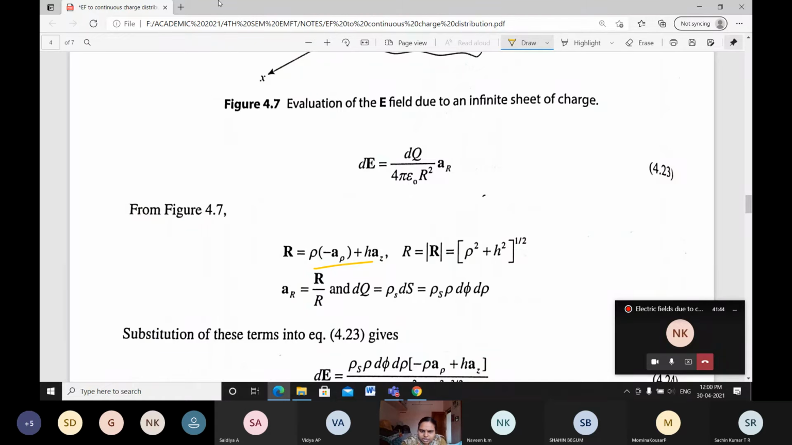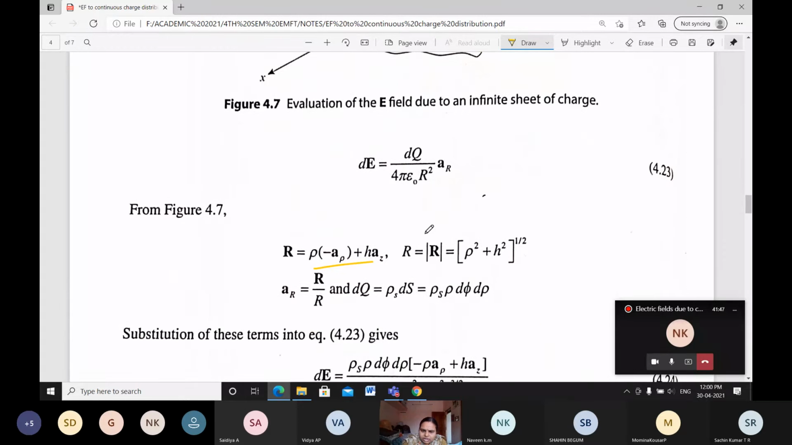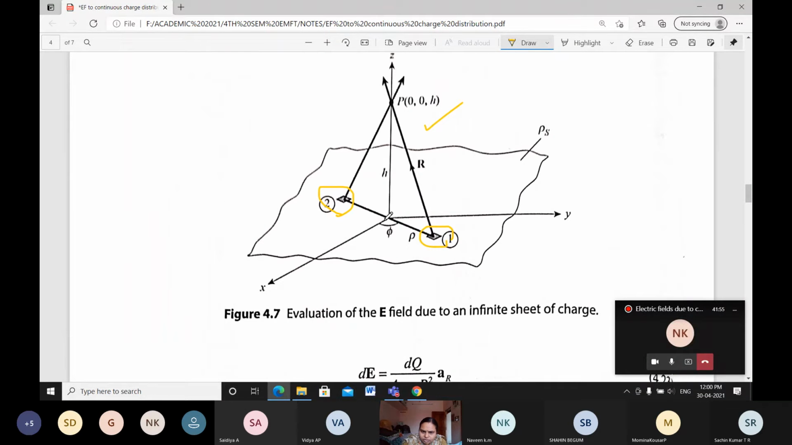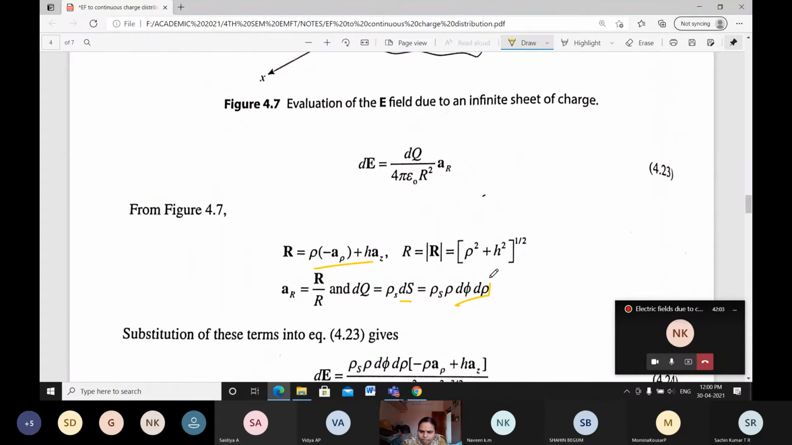But here the surface dS is going to be changing as rho d phi d rho, which are the varying factors. Here phi is there and also rho is there. For that reason, d phi into d rho. We already took the equations for surface and also volume. The same thing we are going to take again. Then these values are going to be substituted in the equation.